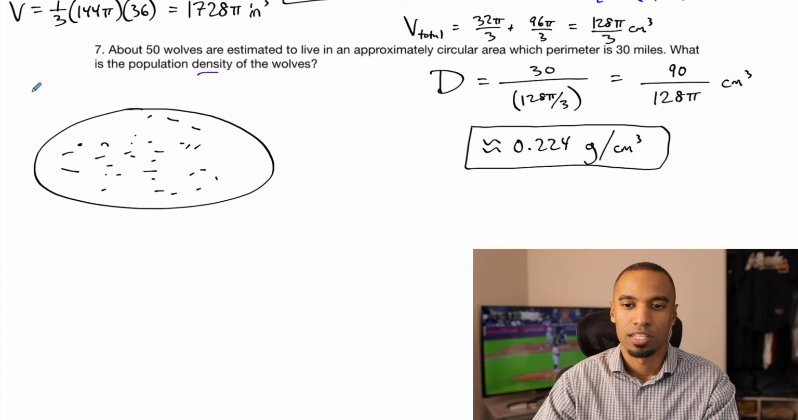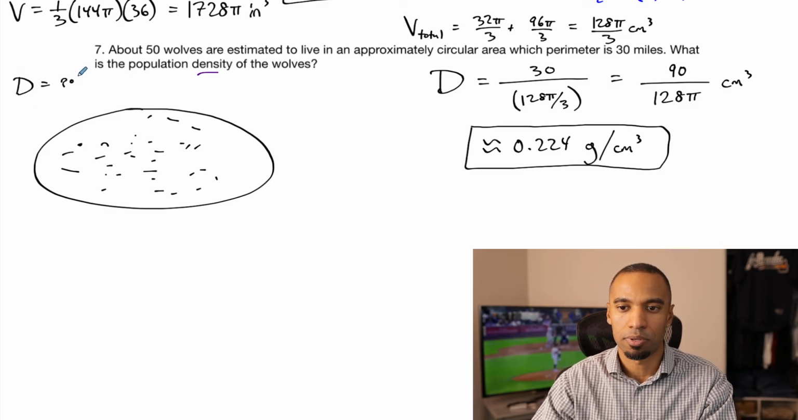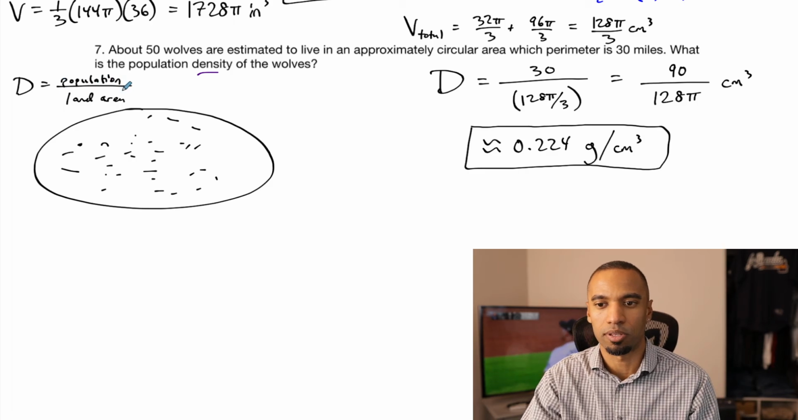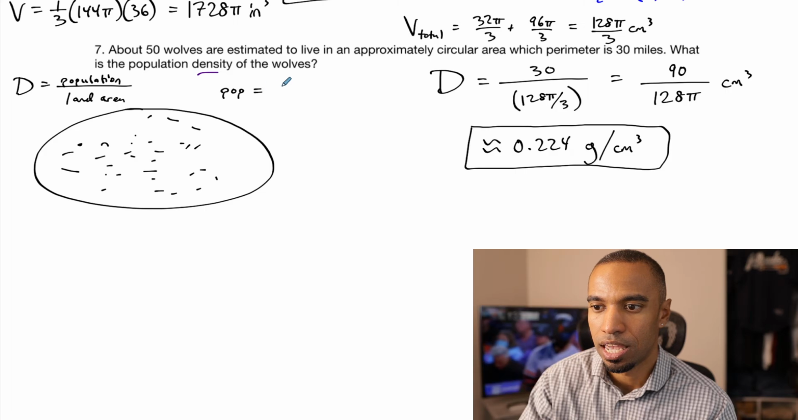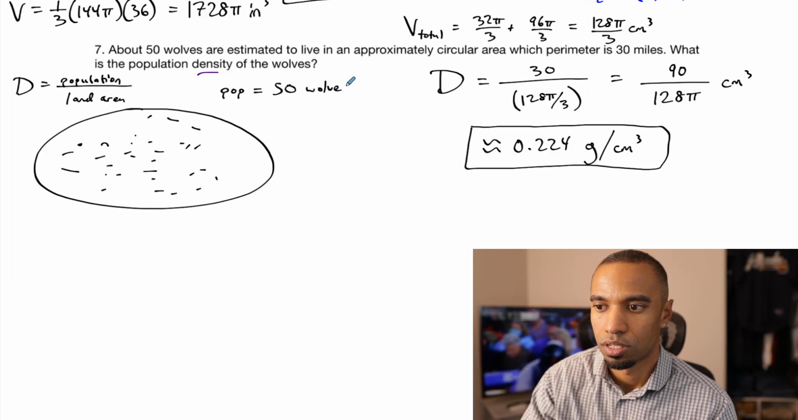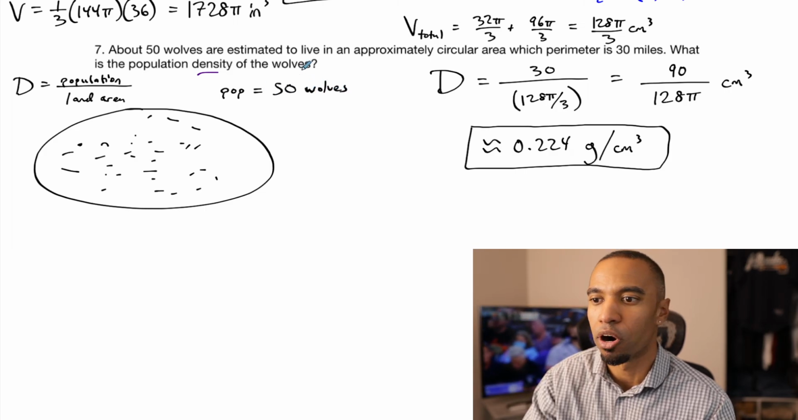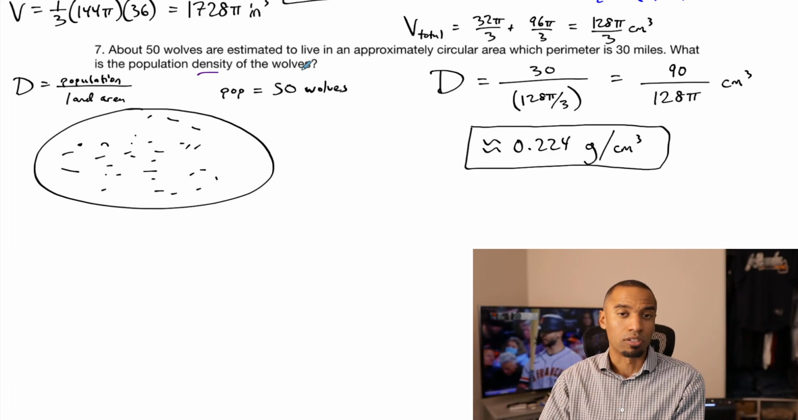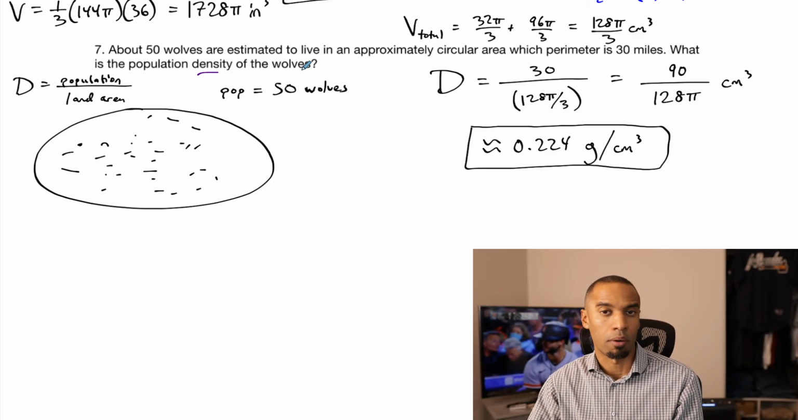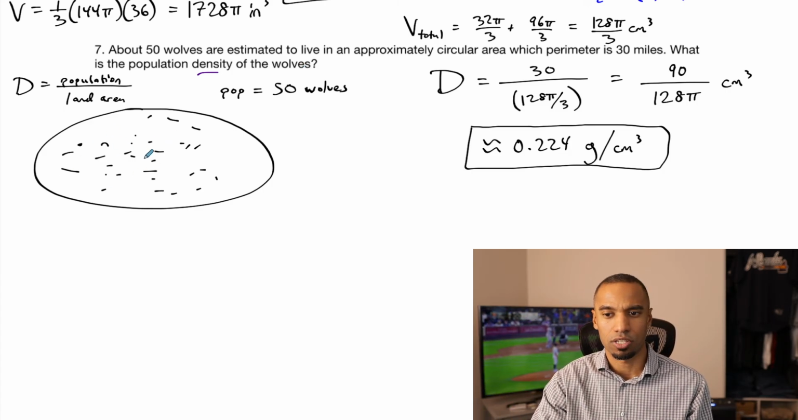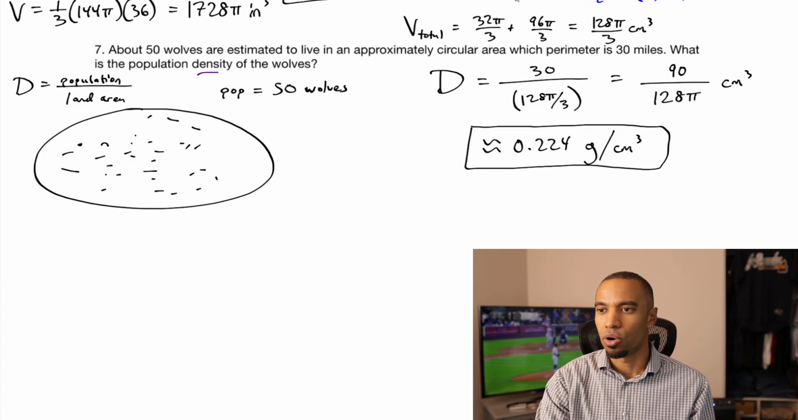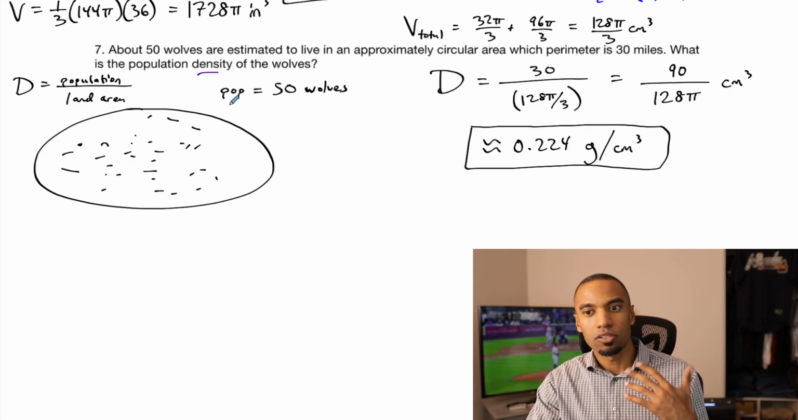So density equals population over land area. That's another way of having density. It's mass over volume and population over land area. So our population is 50 wolves, right? You're basically finding out how many wolves per, I guess, square mile in this case for area. How many wolves per square mile? That shows how densely packed it is with wolves, if that makes sense. Kind of looks like a cookie. So there's the wolves. What is the land area?